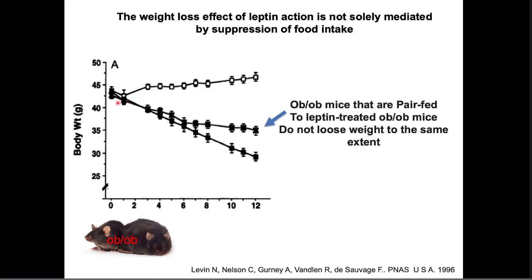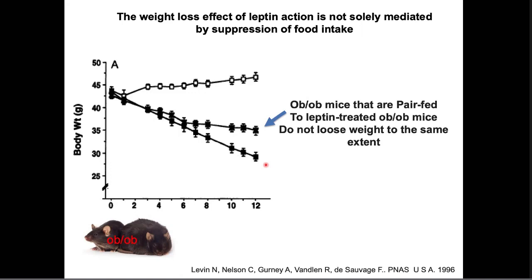And when we treat these animals, and also humans with the same mutation, with leptin, we see a linear decrease in body weight. So these animals lose all the fat they have. If this effect was solely mediated by suppression of food intake, then one would expect that if we fed another, untreated subset of animals the same amount of food that leptin-treated animals would eat, we would see similar weight loss.